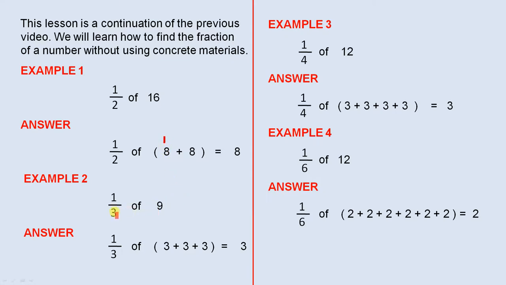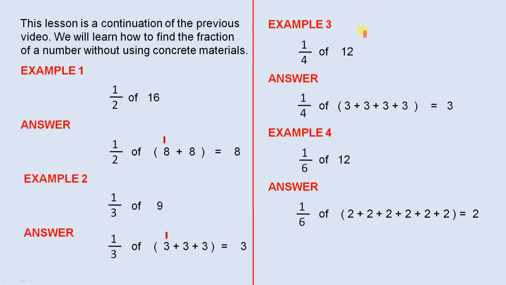Example 2, a third of 9. The 3 tells us we're interested in three groups, so which is a third of 3 plus 3 plus 3, because they equal 9, so that's still 1/3 of 9. The 1 tells us we're interested in one of those groups. That's why the answer is 3.